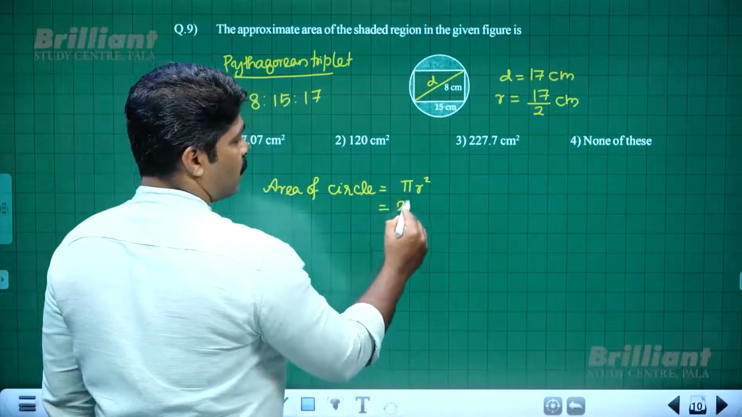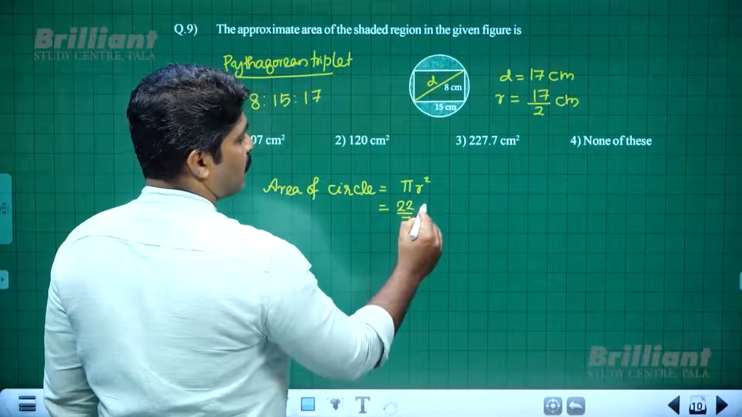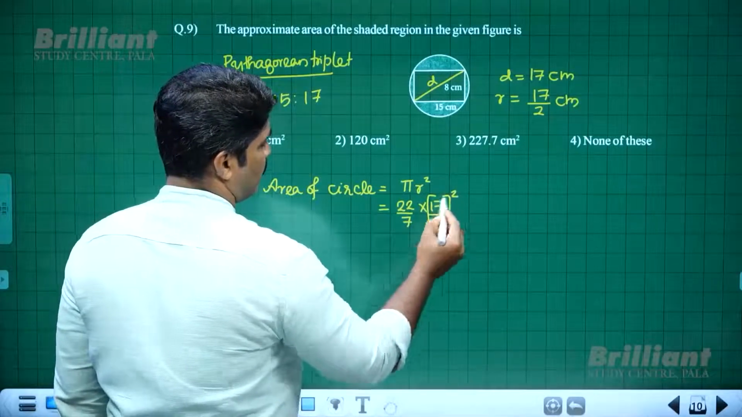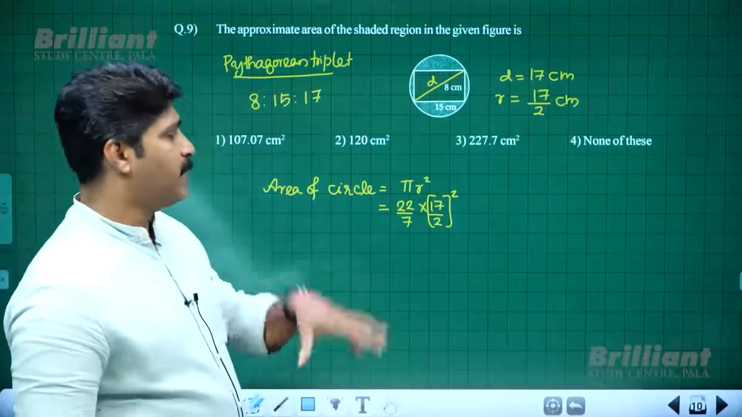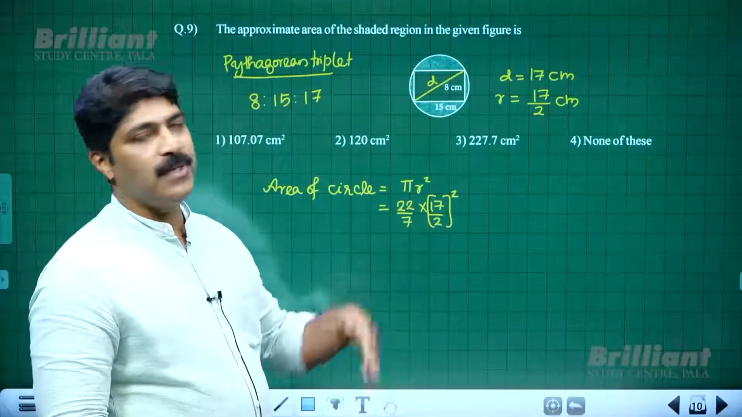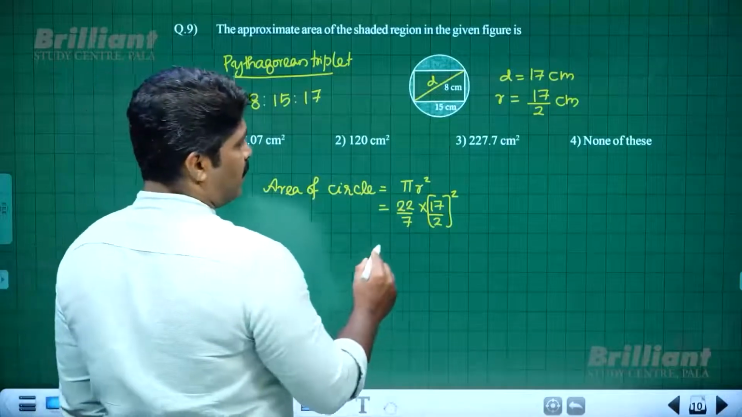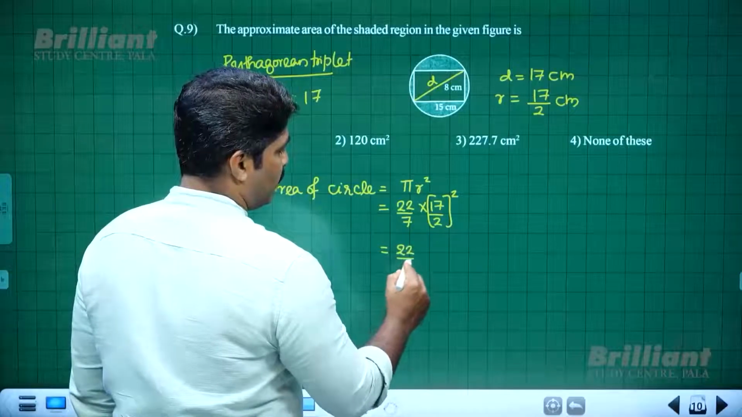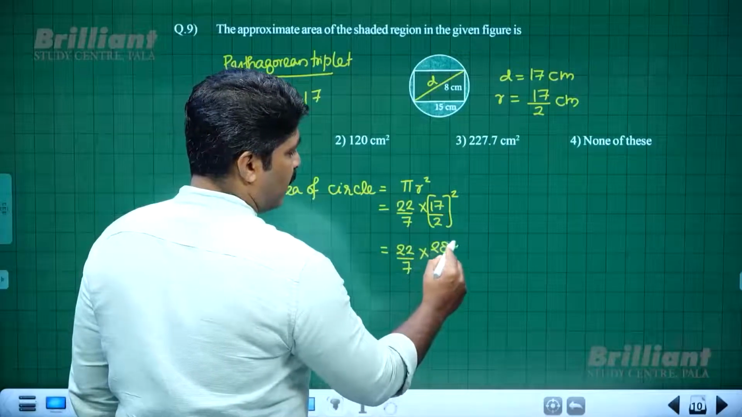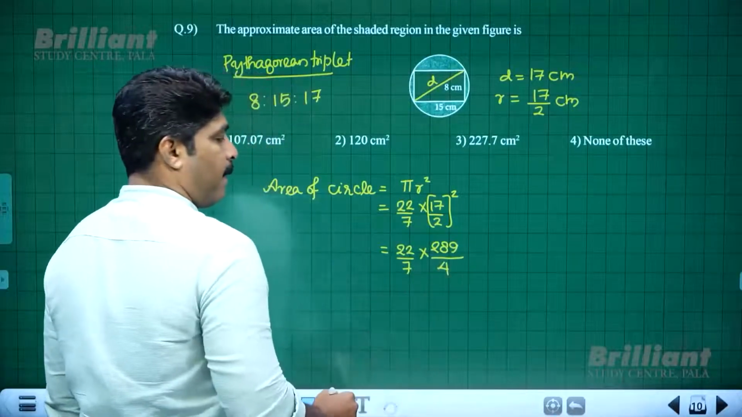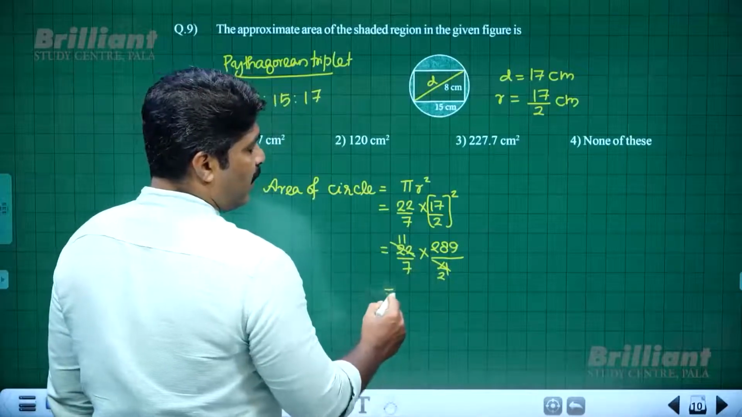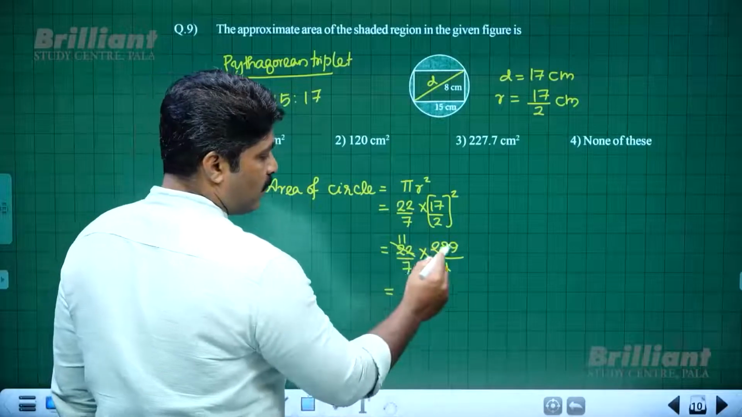Here pi means 22 by 7 and r square means 17 by 2 the whole square. Got it? So here we got the area of the circle, that is 22 by 7 into 17 by 2 the whole square. So we have to simplify it. This is 22 by 7 into 289 divided by 4. For the simplification, this is 11 by 2. So what is 11 into 289? We just multiply them together.